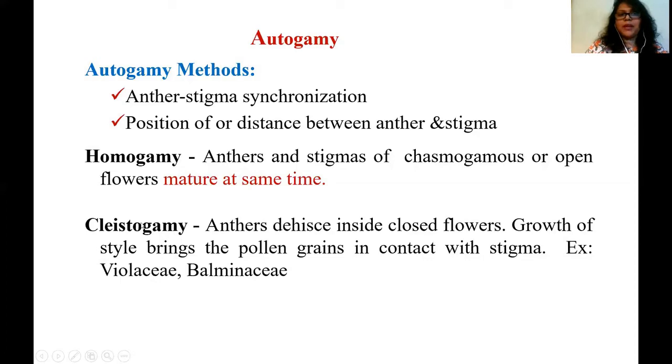In cleistogamous flowers, this is chasmogamous flowers, in open flowers, the anther and stigma mature at the same time. Whereas in cleistogamous flowers, that means closed flowers, the anther dehisces inside closed flowers, and growth of the style brings the pollen grains in contact with the stigma. For example, in Violaceae and Balsaminaceae.